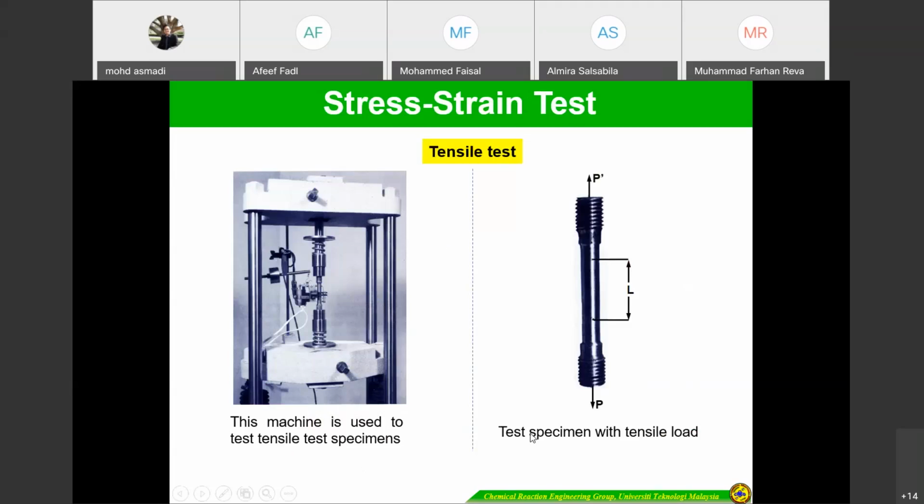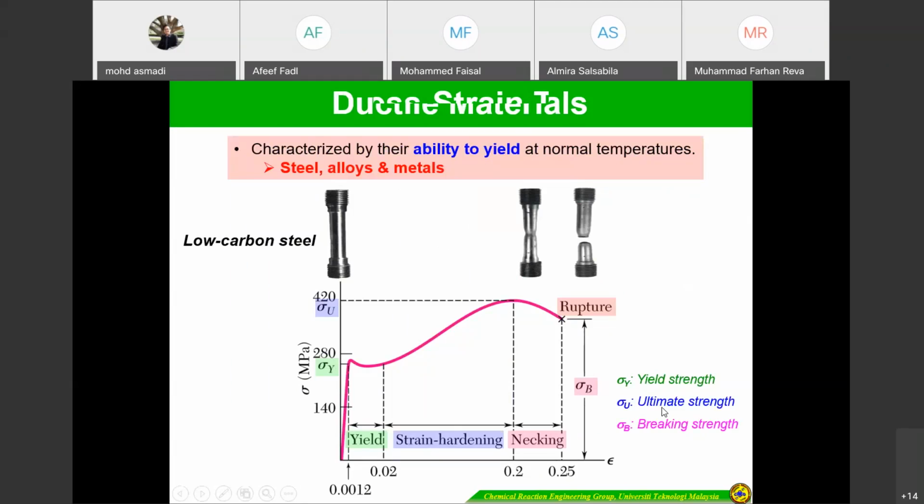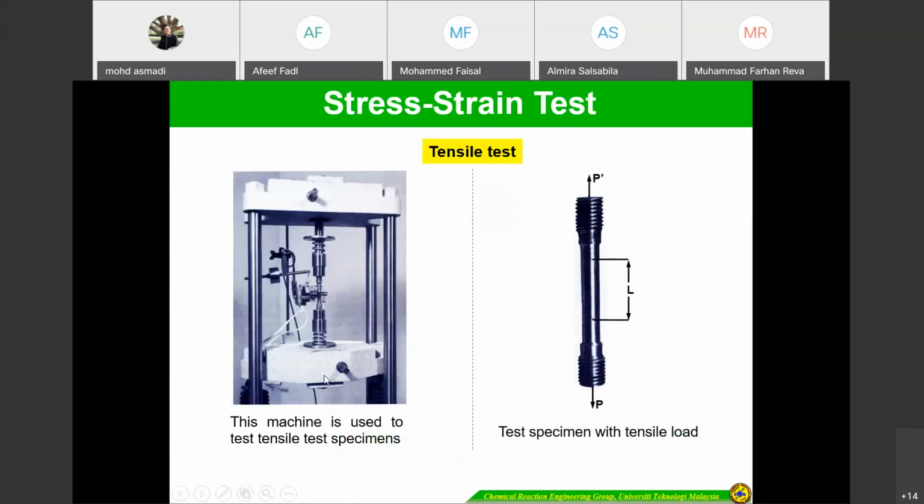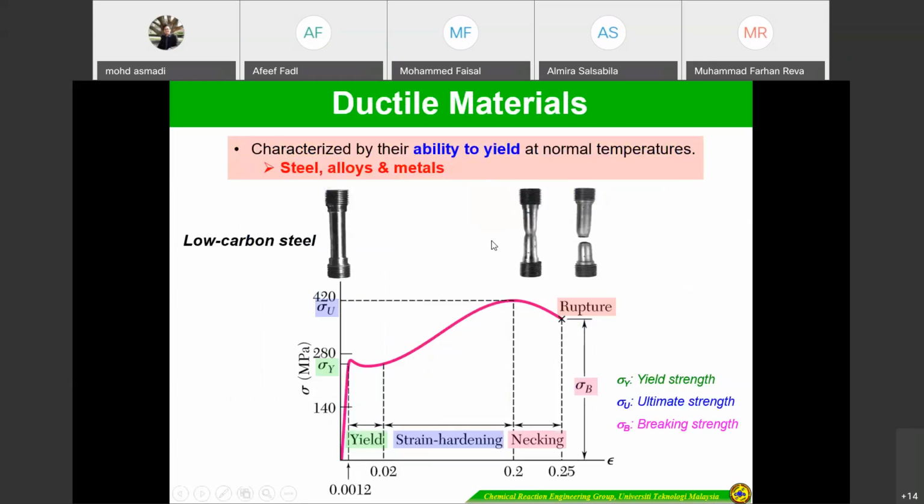Okay, and this is the test specimen, or the sample, when we try to pull it at both ends. Let's look at here. When we pull this one, in the case of ductile materials, for example, they are characterized by the ability to yield at normal temperature, like steel, alloys, metals. If you look here, when we increase the load, the length also increases.